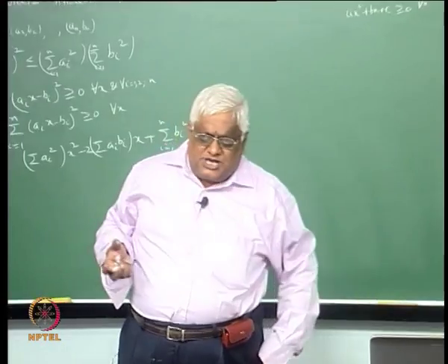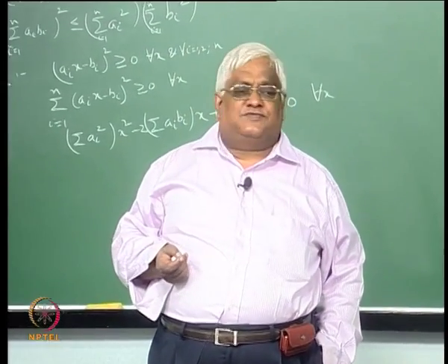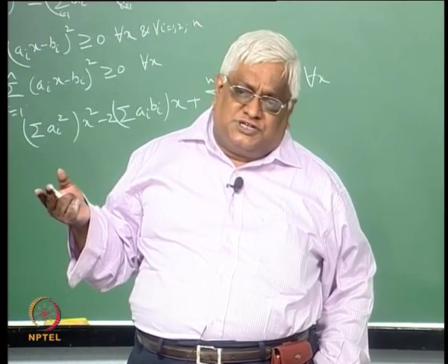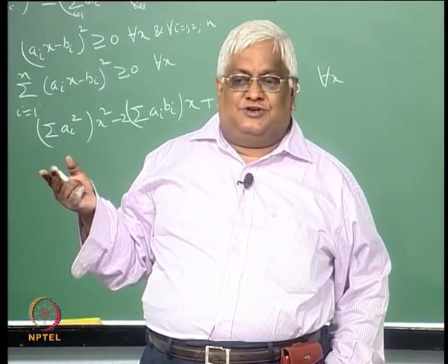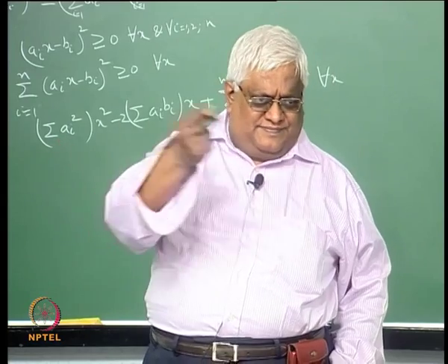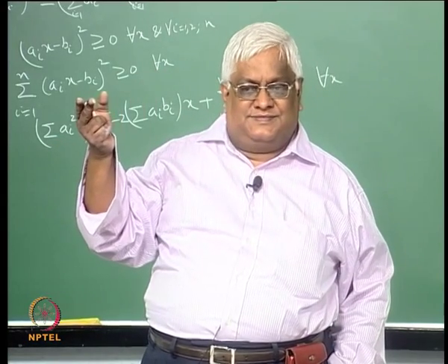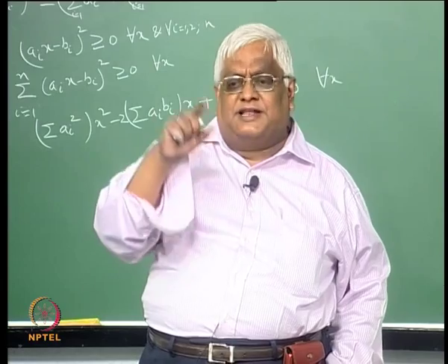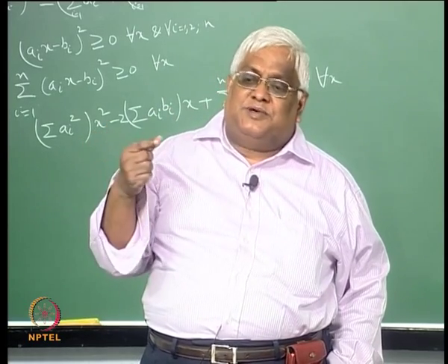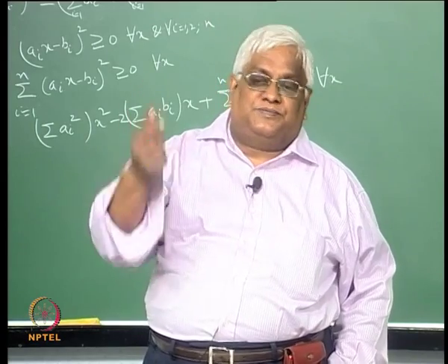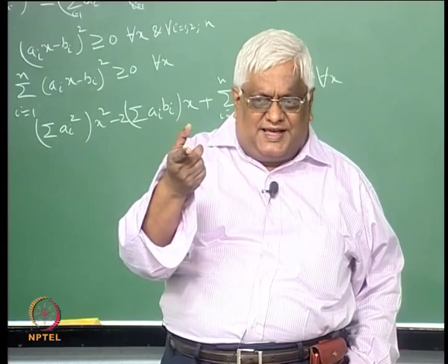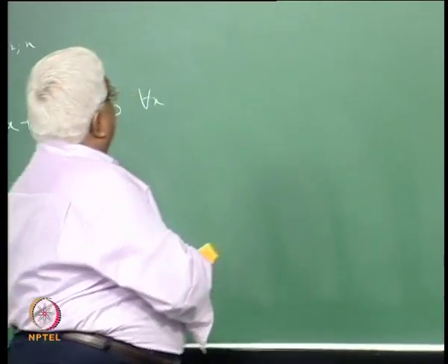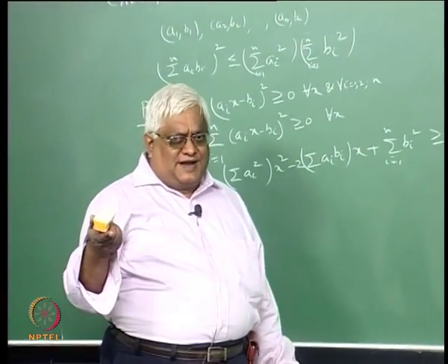There is no real root means what can you say about b square minus 4ac? If it is greater than 0, then you are going to have two distinct real roots. So b square minus 4ac cannot be greater than 0. Are you understanding? If it is equal to 0, then you are going to get exactly one root, minus b by 2a. So b square minus 4ac has to be less than or equal to 0. Are you understanding? Right?